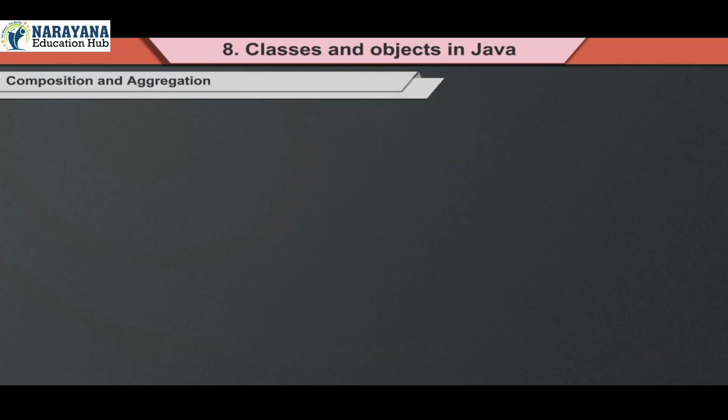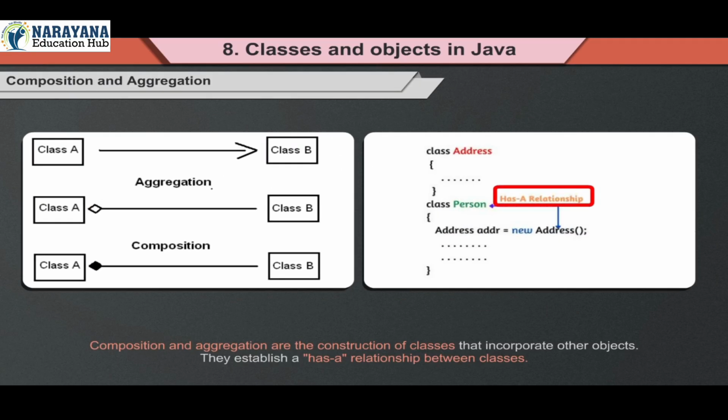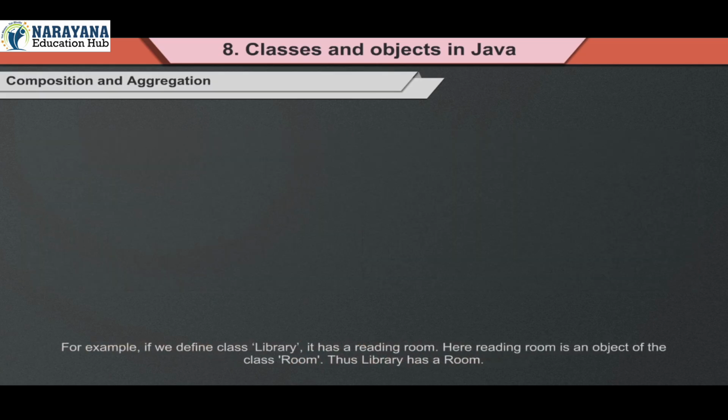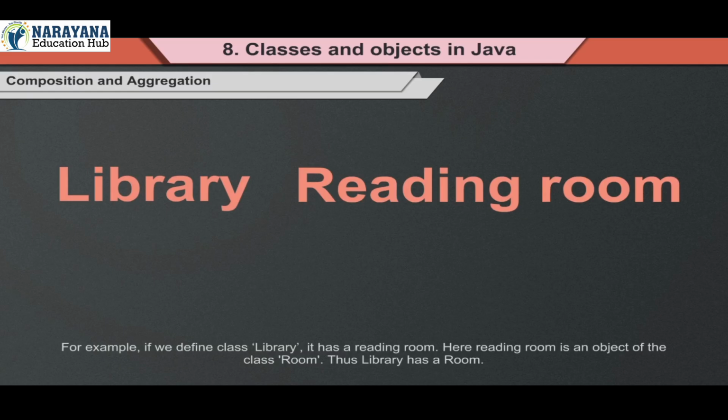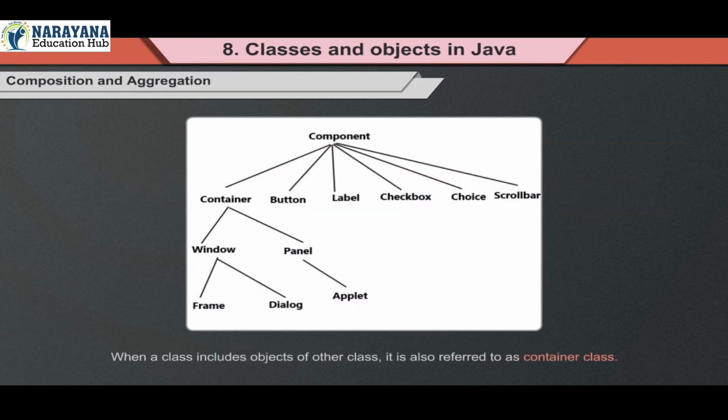Composition and aggregation. Composition and aggregation are the construction of classes that incorporate other objects. They establish a relationship between classes. For example, if we define a class library, it has a reading room. Here, reading room is an object of the class room. Thus, library has a room. When a class includes objects of another class, it is also referred to as a container class.